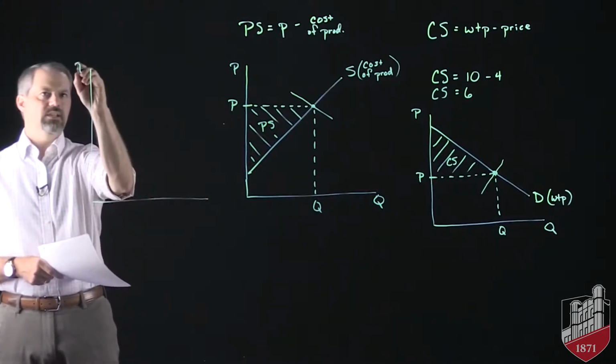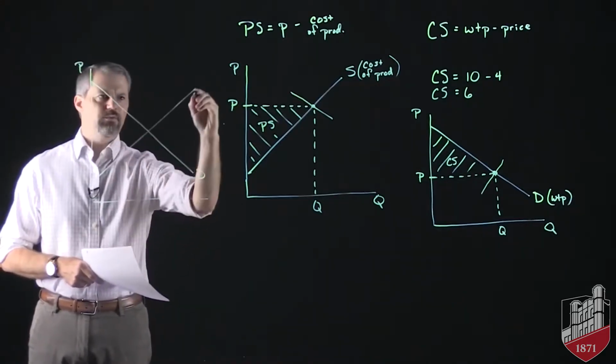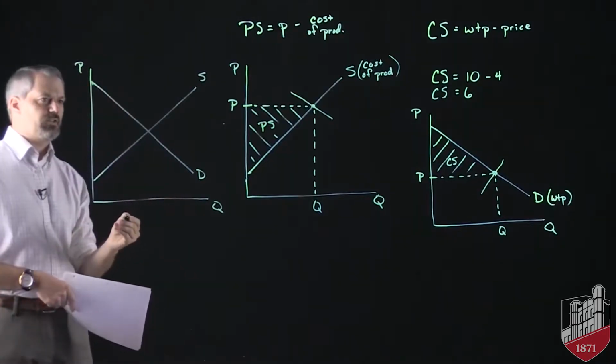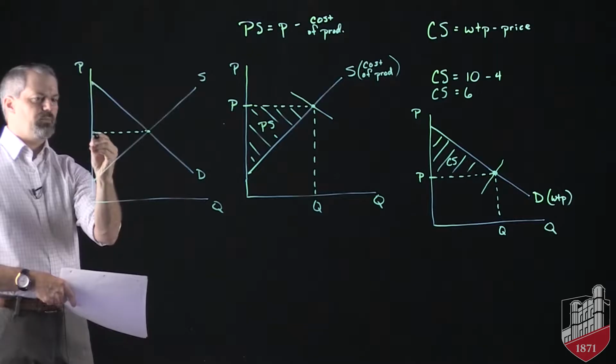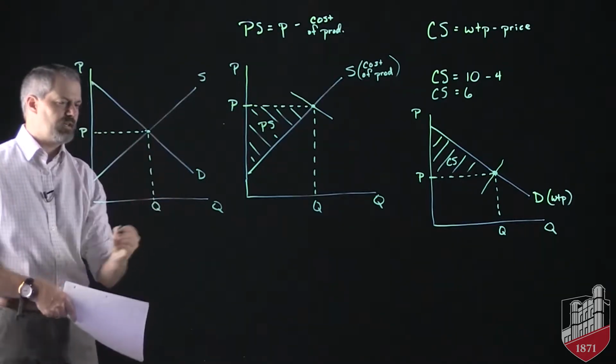what a market looks like with demand and supply together. And you've seen this before. Here's our demand curve and our supply curve. Our equilibrium price is going to end up being right there. Our equilibrium quantity end up being right there.